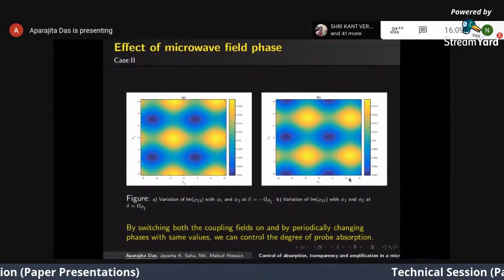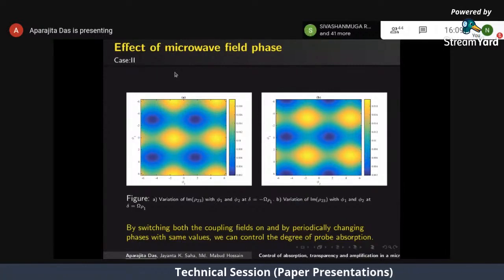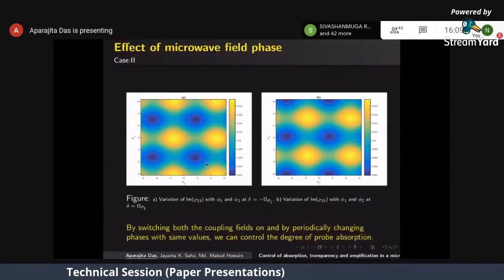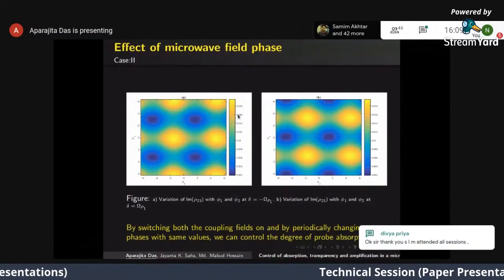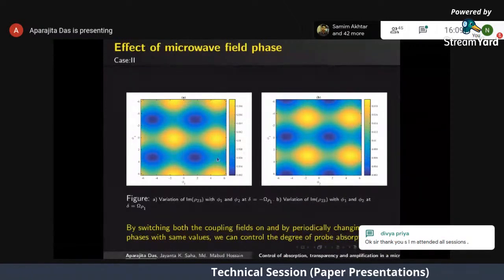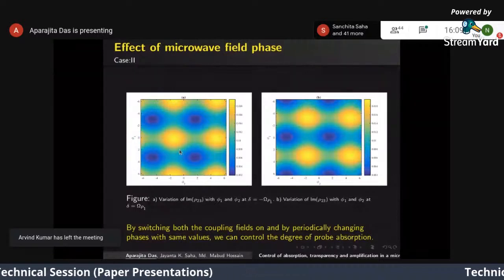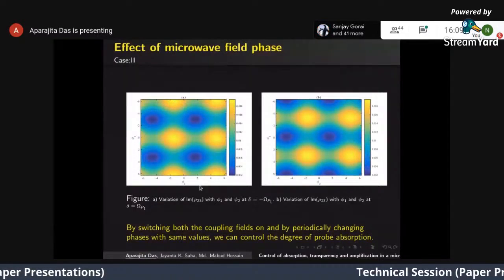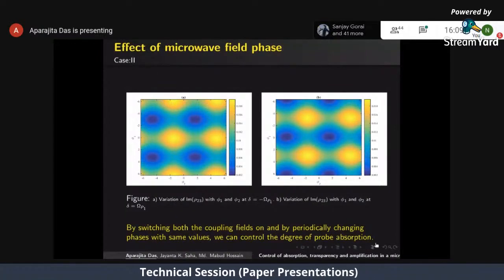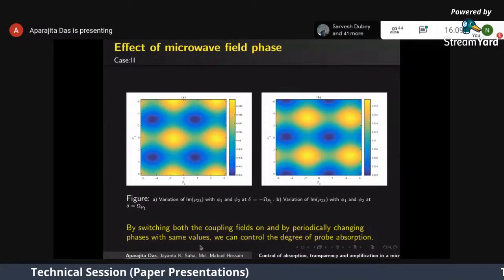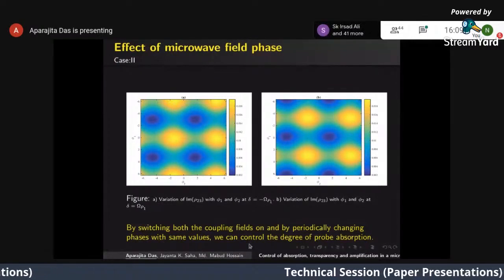That means here for the second case, when the dressing field is P1, we are not getting any kind of probe gain. We only get absorption or transparency. They can be changed periodically by the suitable combination of phi 1 and phi 2. So by switching both the coupling fields on and by periodically changing phases with same values, we can control the degree of absorption for this case.